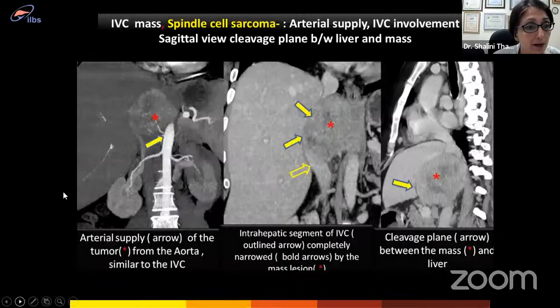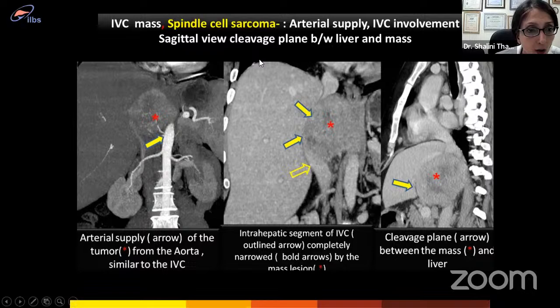There is a reconstruction that we made for this arterial lesion. It has supply from the aorta, just like the IVC derives its supply from the aorta. The same thing, the lesion is deriving its arterial supply from the aorta. There is a cleavage plane between the IVC and the liver, and the tumor seems to have a central area within the IVC. So what appeared to be a liver lesion is truly an extrahepatic IVC lesion. It's an IVC leiomyosarcoma, which is just infiltrating or having a cleavage plane with the liver. It's a spindle cell sarcoma, which is a similar variant to a leiomyosarcoma.